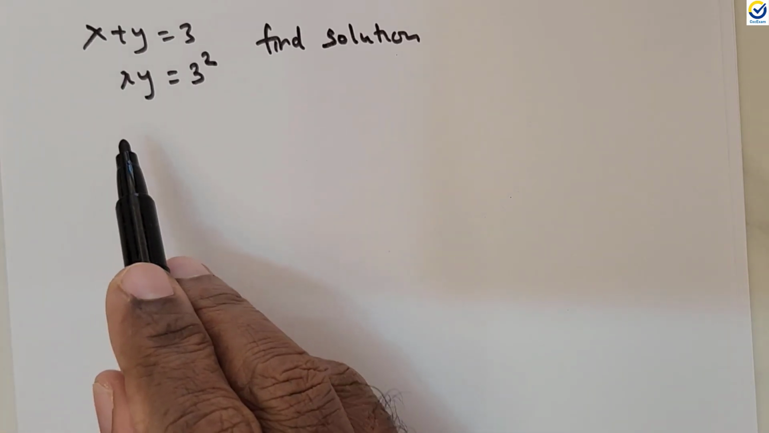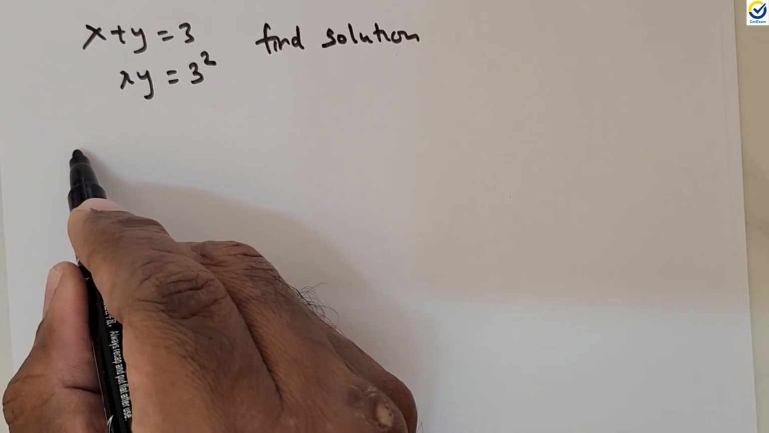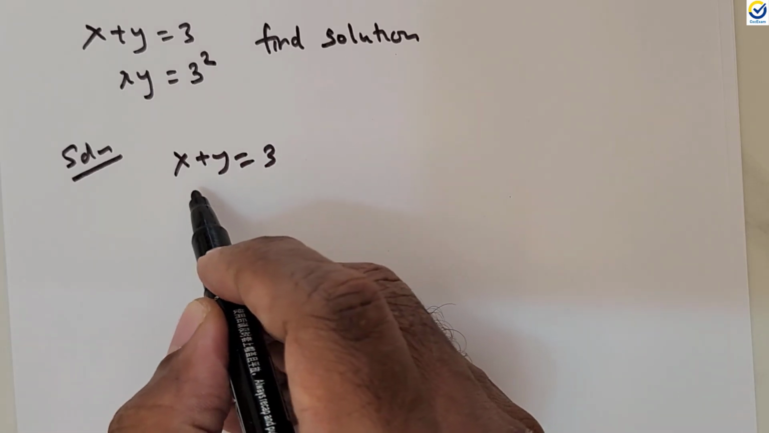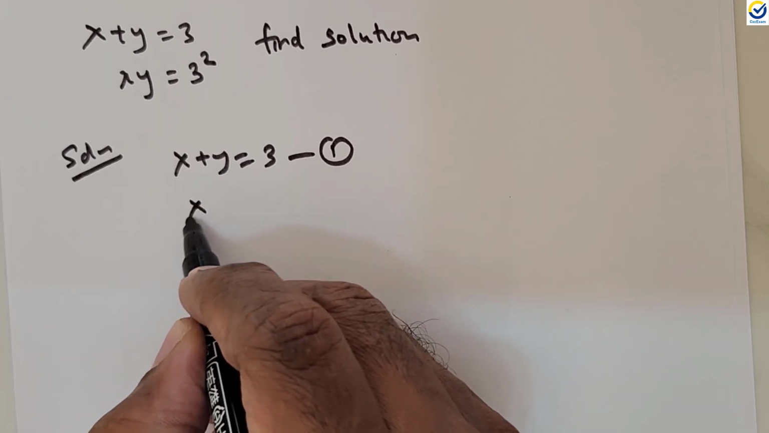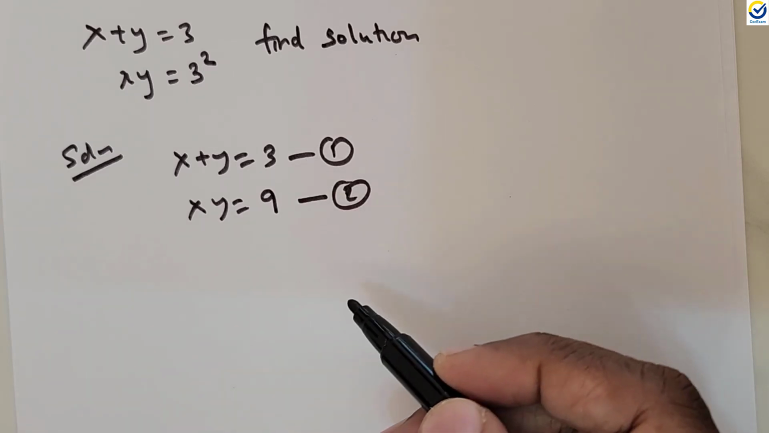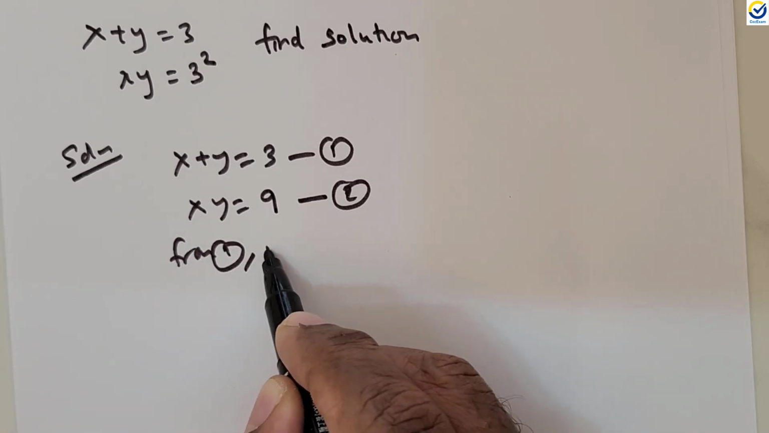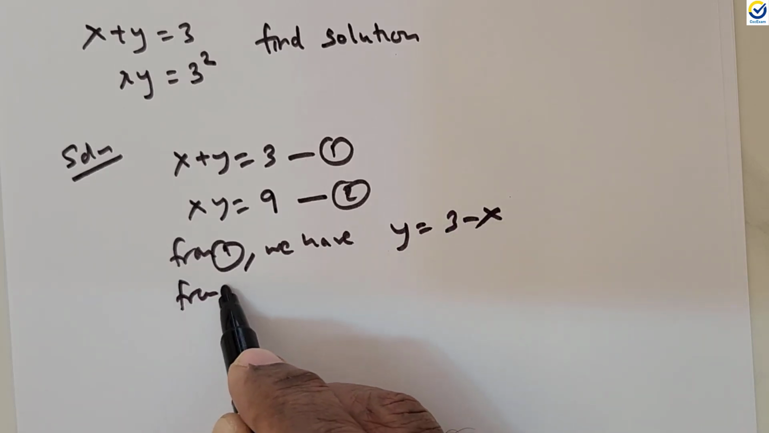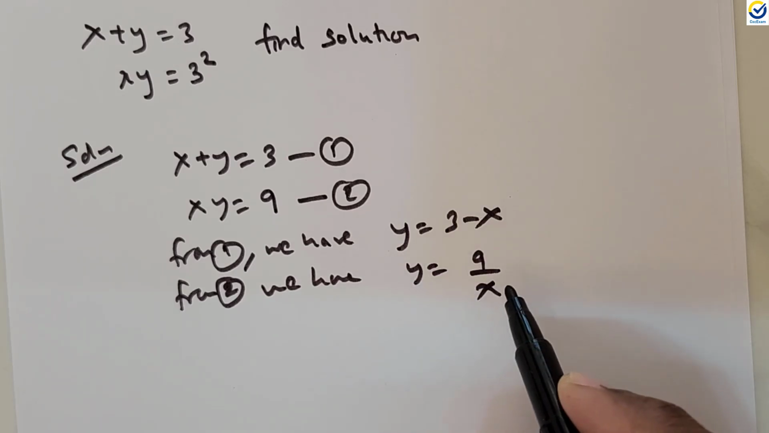Welcome everybody. We are given this question: x + y = 3 and xy = 3 squared. Let me start the solution by rewriting it. This is my first equation: x + y = 3, and xy = 9 is my second. From 1, we have y = 3 - x. From 2, we have y = 9/x.